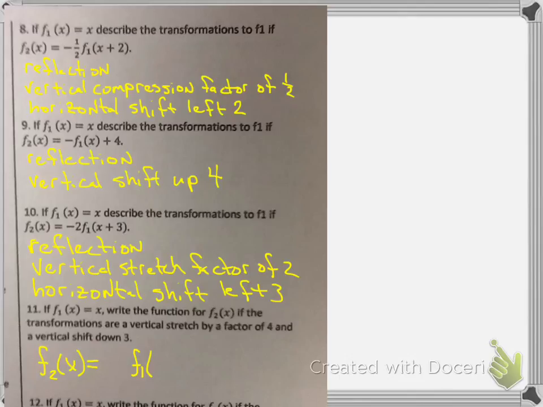And so if you do this, you're saying that there is an F2 of x equals F1 of x, and you're going to say, okay, the transformation's a vertical stretch by 4 means I'm going to put the 4 in front. Vertical shift means that's outside the parentheses, and since it's down 3, I'm going to put -3, and I'm done.